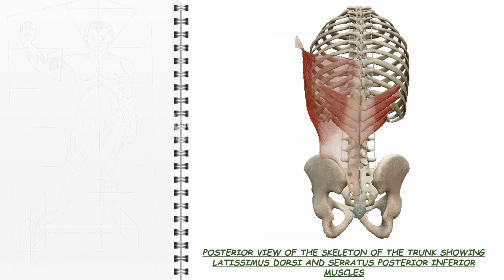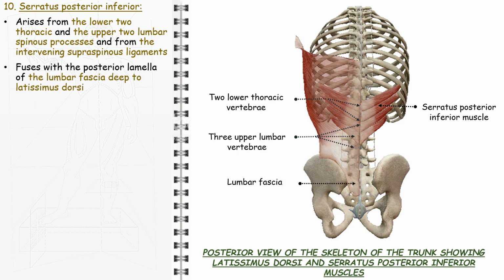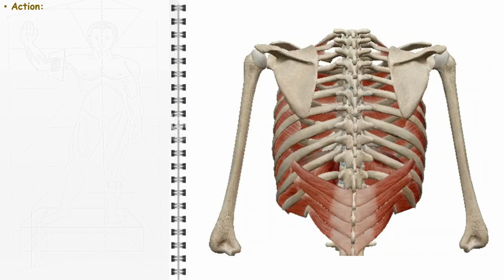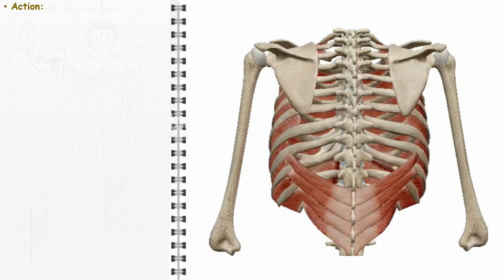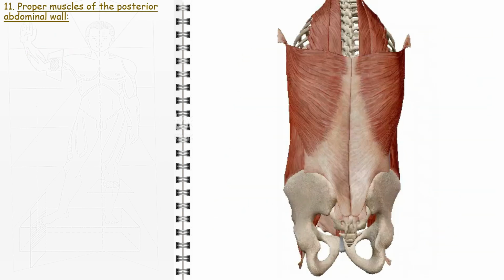The serratus posterior inferior arises from the lower 2 thoracic and the upper 2 lumbar spinous processes and from the intervening supraspinous ligaments. It fuses with the posterior lamella of the lumbar fascia deep to latissimus dorsi. In shape, it is a flat sheet of muscle. It slopes upwards in contact with the thoracolumbar fascia and is inserted just lateral to the angles of the lowest 4 ribs. The serratus posterior inferior muscle is, functionally, a weak muscle of respiration and depressor of lower ribs during expiration. The latter muscles are superficial and thoraco-abdominal.